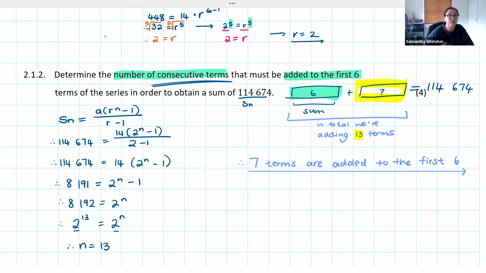So really, really important that you do read your questions carefully, because again, we can't just stop at n equals 13. That's not what the question asked. It didn't say how many terms do I add in total. It said how many terms do I add to the first 6 terms? The first 6 are accounted for. I know that I'm adding the first 6. How many more do I need to add in order to get the sum I want?